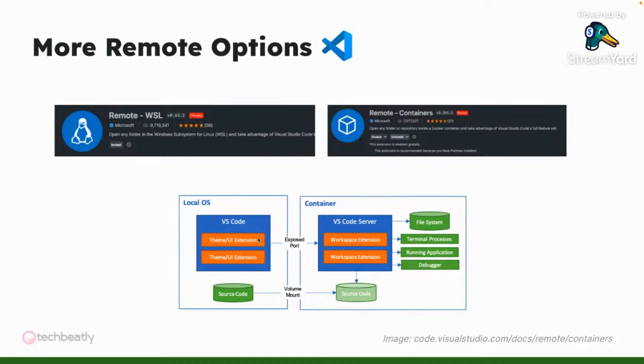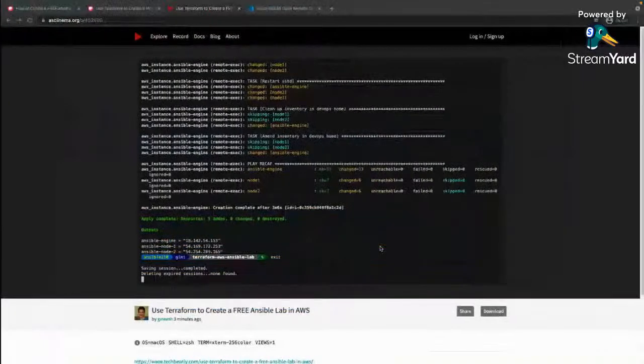For containers, it will be like this. There will be the local OS, the one on your machine. Then you have to expose a port, and via the port you will connect to the container, and a VS Code server will be installed inside. Then you have all this container inside, so from here you can access anything like we saw here.